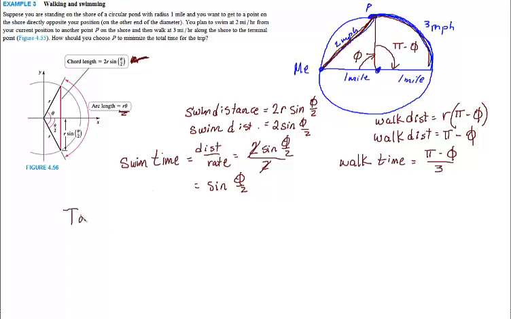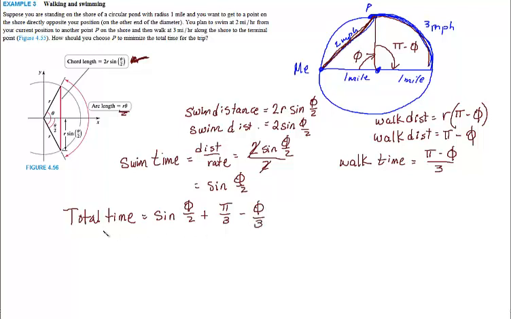Alright, now I need total time. That's swim time plus walk time. So it's sine of phi over 2 plus the walk time is, I'm going to bust that fraction, pi over 3 minus phi over 3.